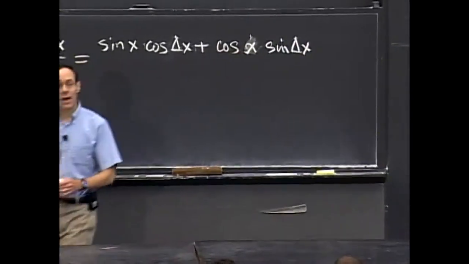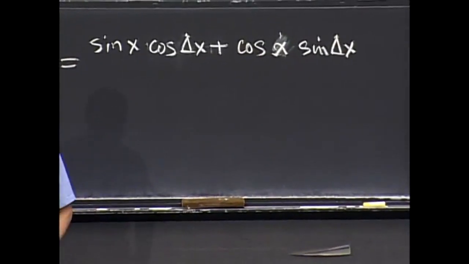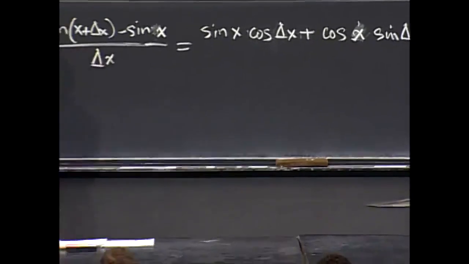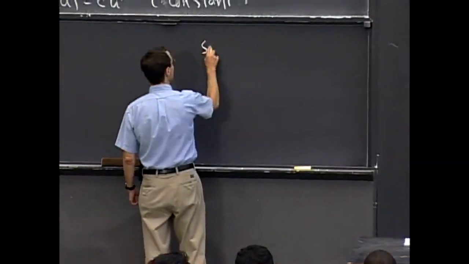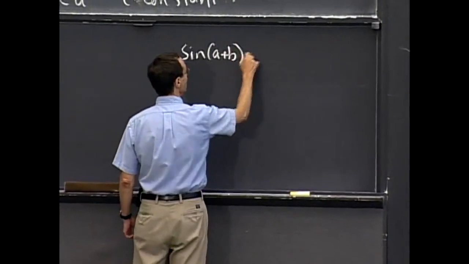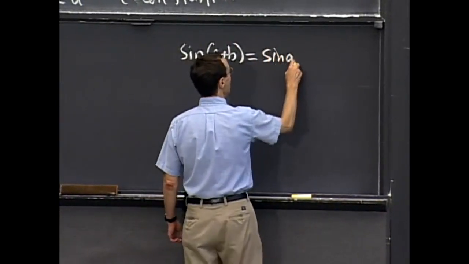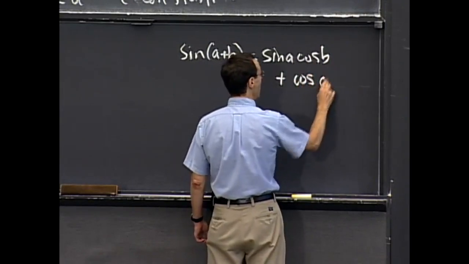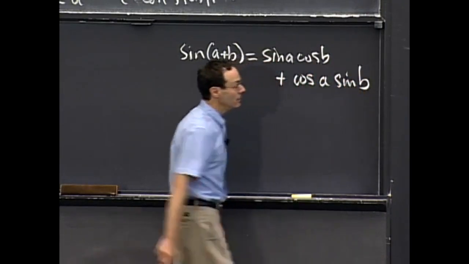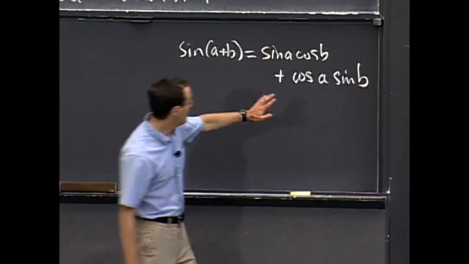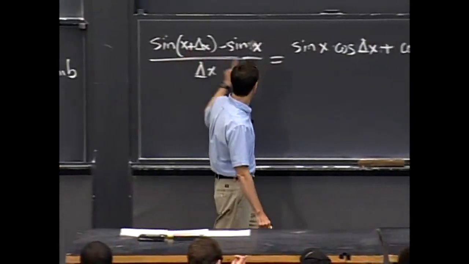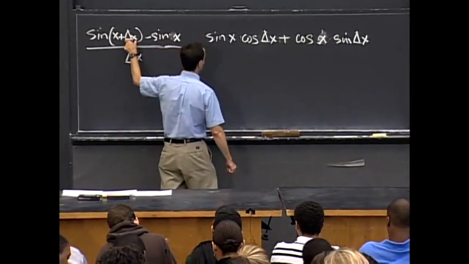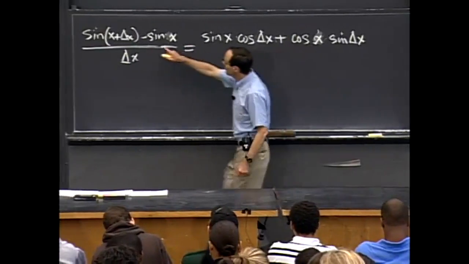All right, so now there's lots of places to get confused here, and you're going to need to make sure that you get it right. So we're going to put those in parentheses here. Sine of a plus b is sine a cos b plus cos a sine b. Now that's what I did over here, except the letter x was a, and the letter b was delta x.